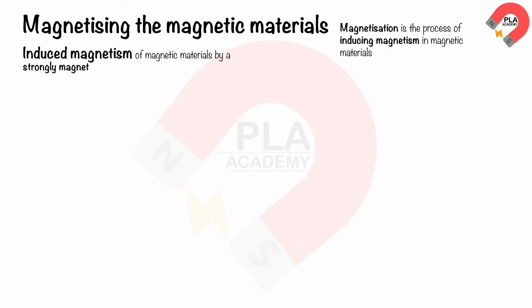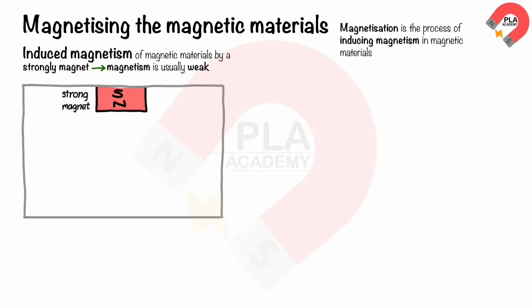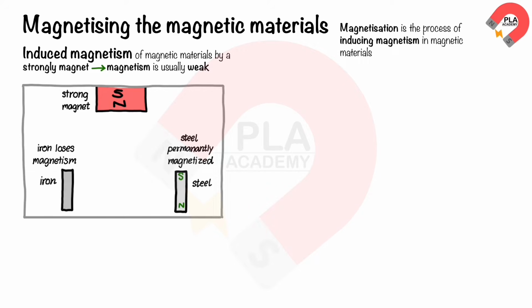Iron and steel can be magnetized when placed near a magnet, but the magnetism is usually weak. When an iron bar and a steel bar are brought to attract with a north pole of a strong magnet, the iron and steel are magnetized. These ends of iron and steel are south poles and the other ends of both are north poles. When the iron and steel are brought away from the north pole of the strong magnet, the iron loses its magnetism. The steel is still permanently magnetized.